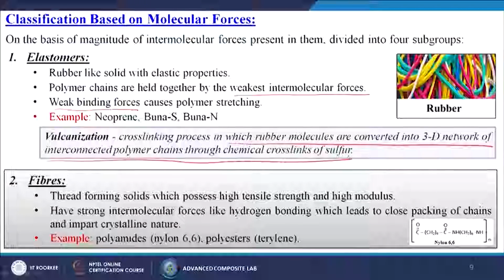Then next are the fibers: thread-forming solids which possess high tensile strength and high modulus, and have strong intermolecular forces like hydrogen bonding, which leads to close packing of the chains and crystalline nature. What are the examples? Like polyamides, nylon 6,6, and polyesters, also known as terylene.